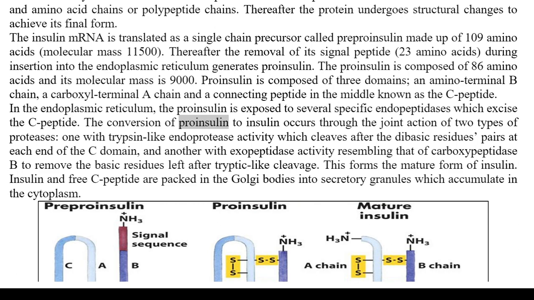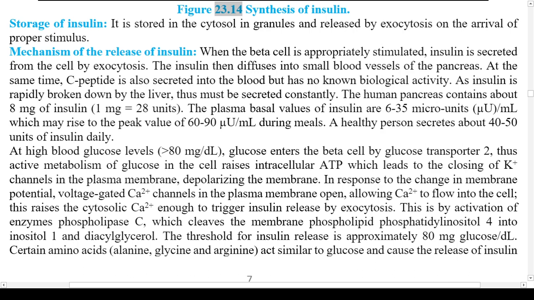The conversion of proinsulin to insulin occurs through the joint action of two types of proteases, one with trypsin-like endoprotease activity which cleaves after the dibasic residue pairs at each end of the C domain, and another with exopeptidase activity resembling that of carboxypeptidase B to remove the basic residues left after tryptic-like cleavage. This forms the mature form of insulin. Insulin and free C-peptide are packed in the Golgi bodies into secretory granules which accumulate in the cytoplasm. Figure 23.14 Synthesis of insulin.